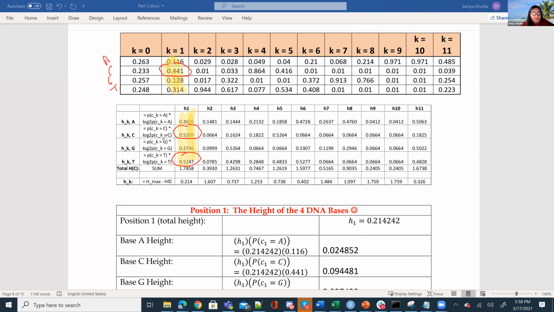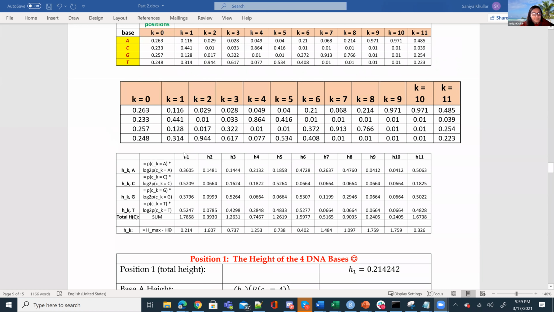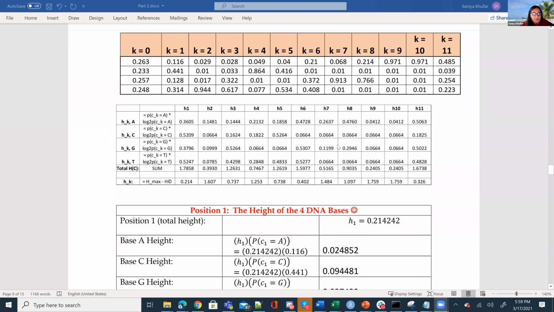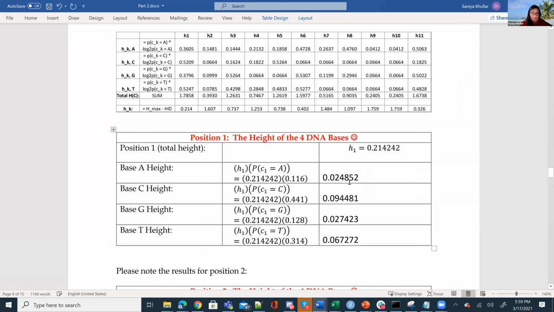So what I want you to take from this is that when you focus on this example of 0.21242, you have to multiply the height by the probability of that base. And that will give you, out of this total height of 0.214, the contribution of each of the bases. So this is like an overall whole, and you just divide it among the probabilities of each of these. So if you look at this overall height, what is the contribution?